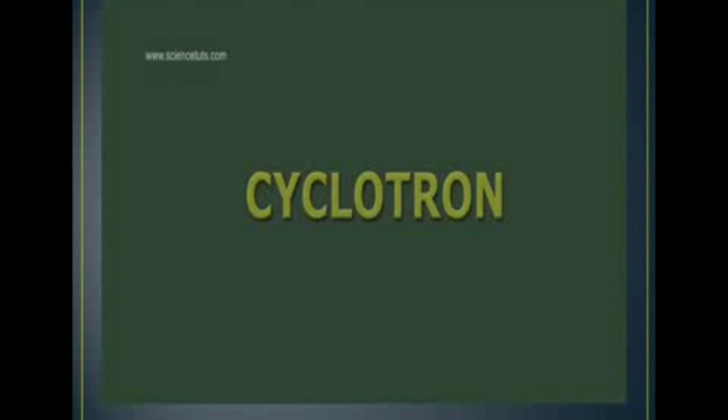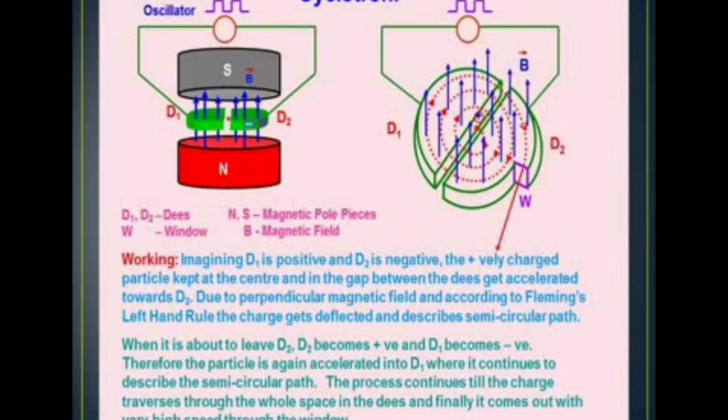Cyclotrons is a very important question. So what we can do is look at it one more time. So what is a cyclotron? It is a particle accelerator. It is used to accelerate charged particles to a high energy. Okay. So it is used in the nuclear reactor to accelerate the charged ions.